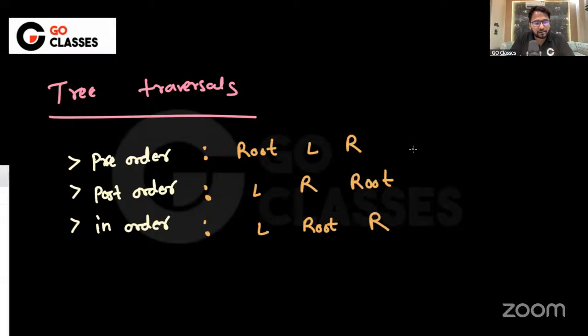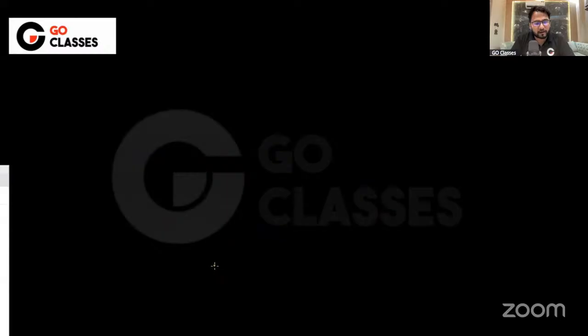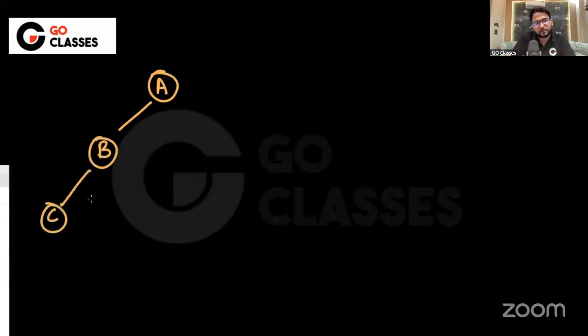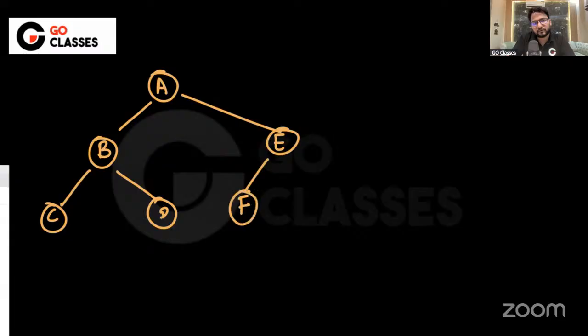Now let's do one thing. Let's see some tree and try to draw the traversal of the tree. Suppose I have a very simple tree, which is A here, B, and then C. Let's suppose this is D, E, F, G. Suppose this is the tree that I have, right?